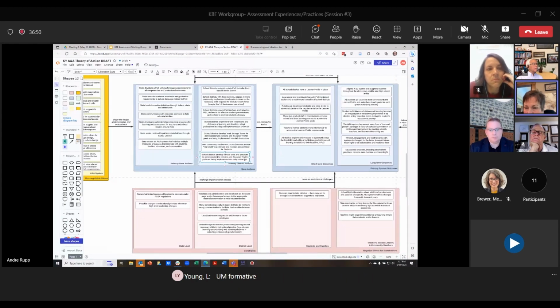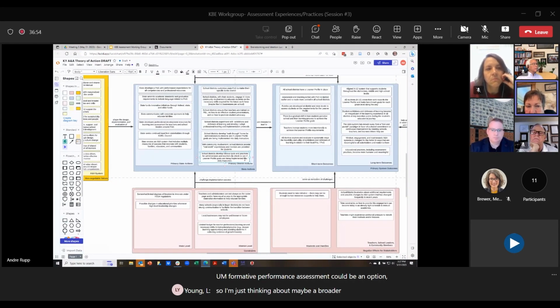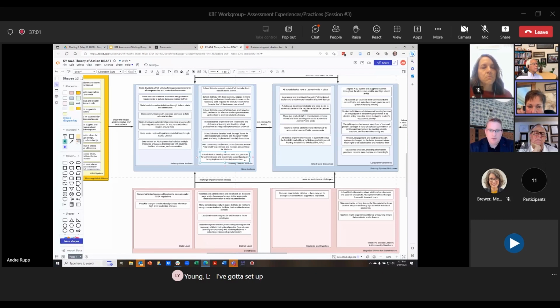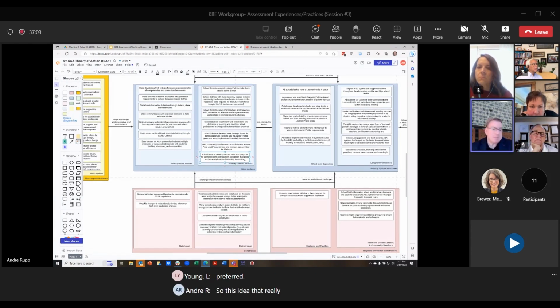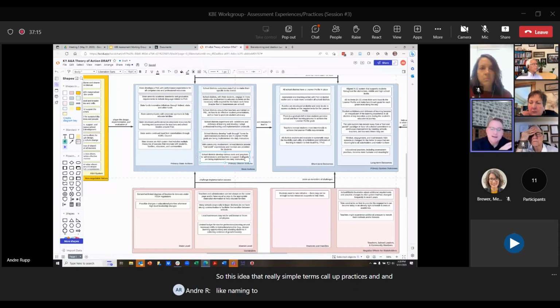Formative performance assessment could be an option. So I'm just thinking about maybe a broader understanding. I'm afraid if we put a box out that people will just latch on to, "I've got to set up walkthroughs," and that may or may not be the preferred. Yeah, thanks so much. And I think there's already a few rich things in there, right? So this idea that really simple terms call up practices and like naming to past, to undesirable aspect.